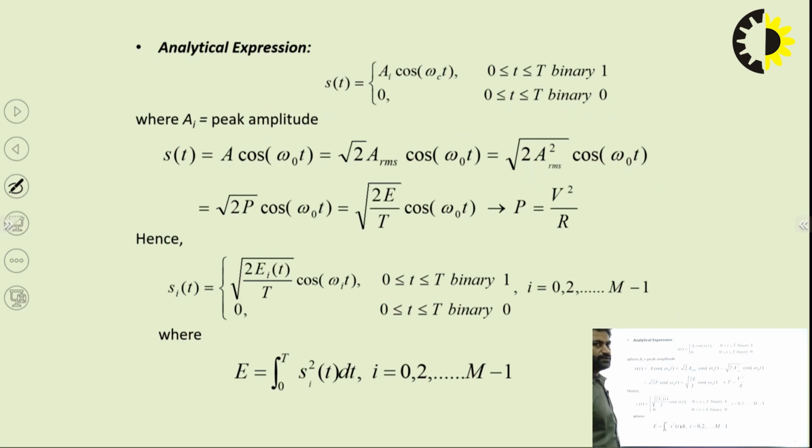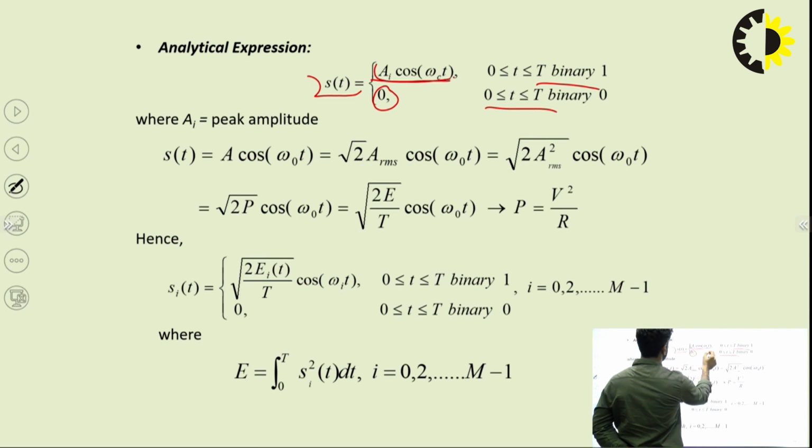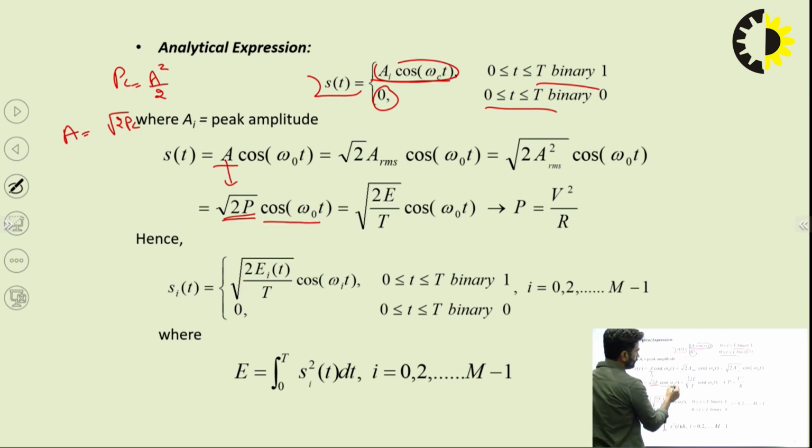Now this is the analytical expression for ASK: A cos omega ct when binary 1 is transmitted, and 0 when binary 0 is transmitted. We replace A by root 2P because carrier power is A squared by 2. So what will be the value of A? It is root 2P. So the expression is root 2P cos omega naught t.